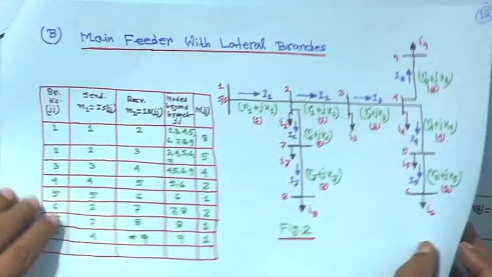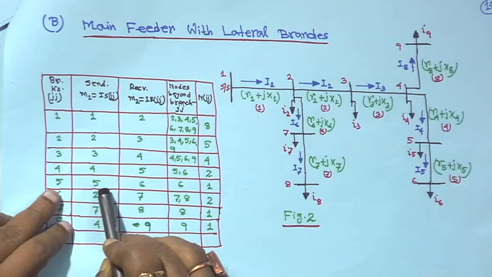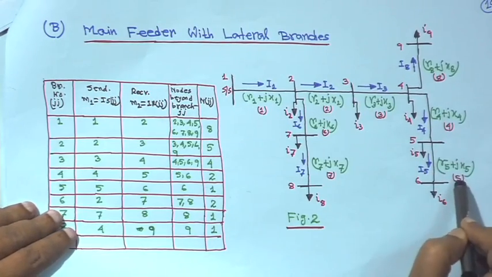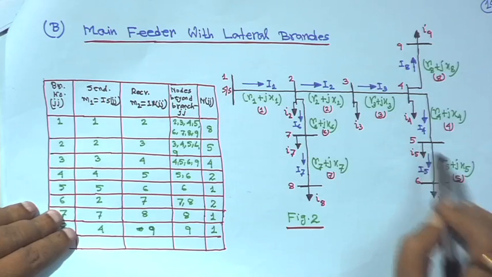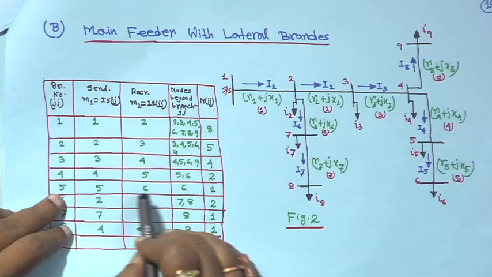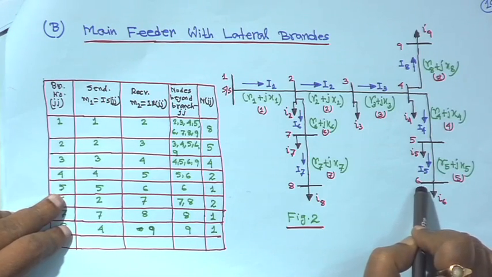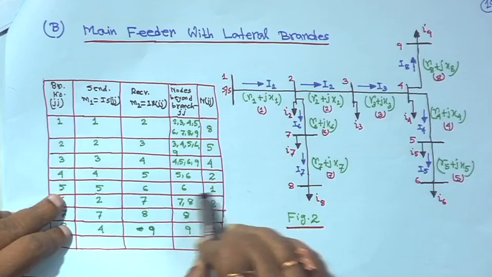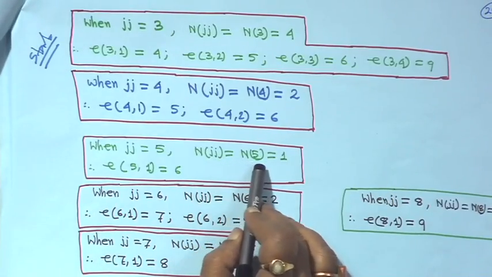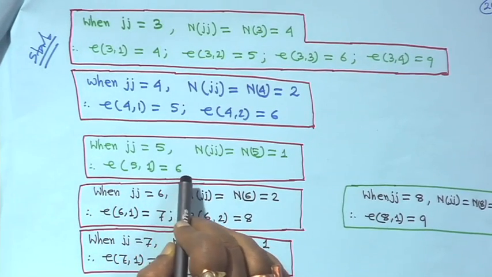Similarly, when branch number jj is equal to 5, this is branch 5. Its sending end node is 5 and receiving end node is 6. So M1 is 5 and M2 is 6, and there is only one node beyond this branch, that is node 6, and njj is 1 because there is only one node. That means when jj is 5, njj is equal to n5 is equal to 1, that means only one E element, that is E51 is equal to 6.